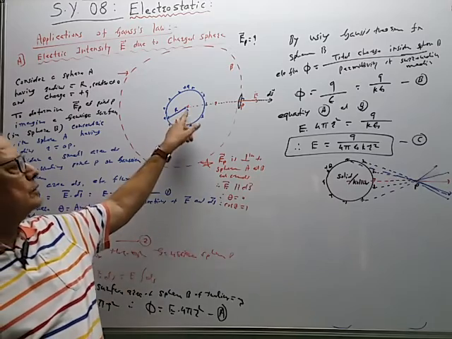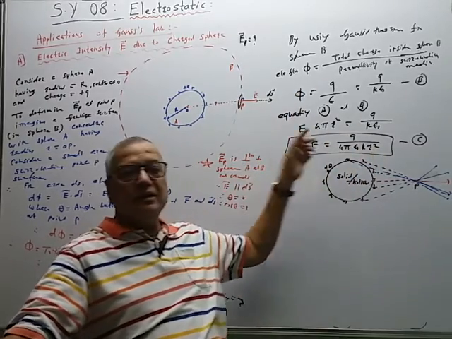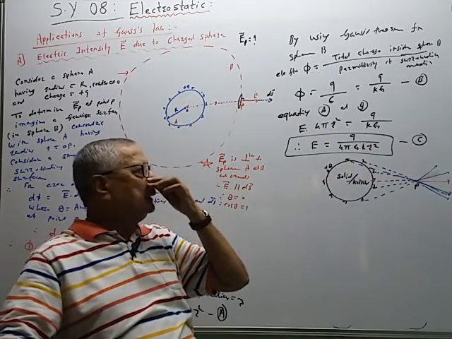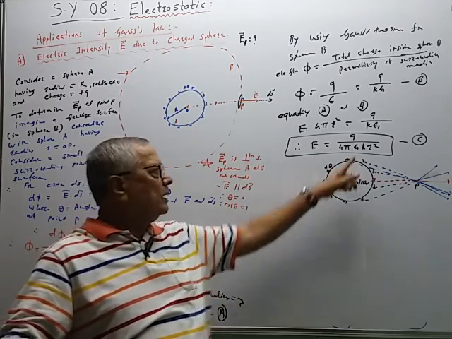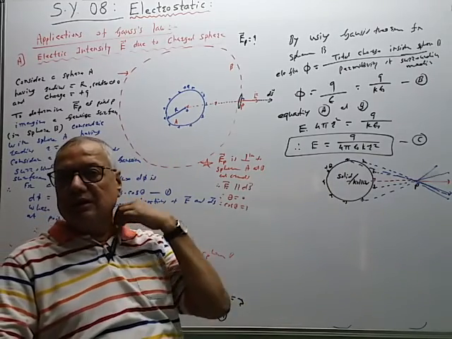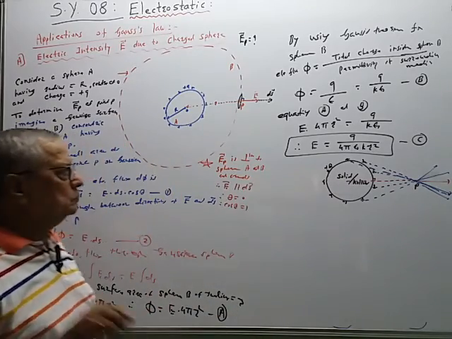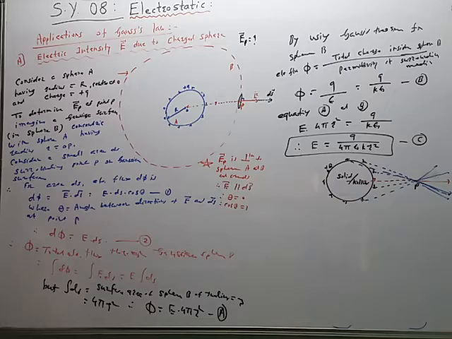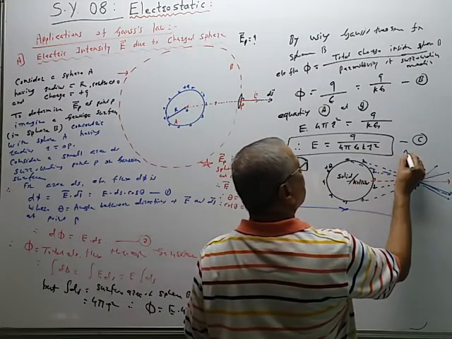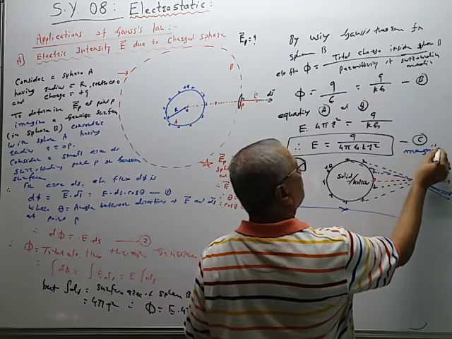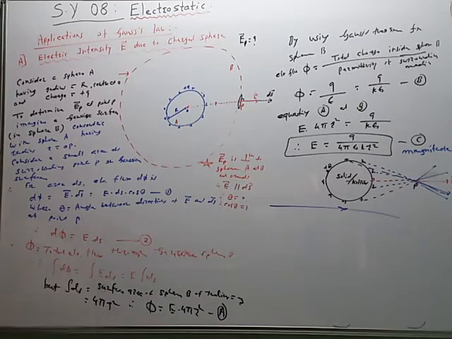So Q is the charge given to the sphere and r is the distance of the point P. As the point P is taken away, r will increase, and intensity will go on decreasing. So this is magnitude, this is direction. K is the dielectric constant of the surrounding medium. Equation C gives the magnitude.